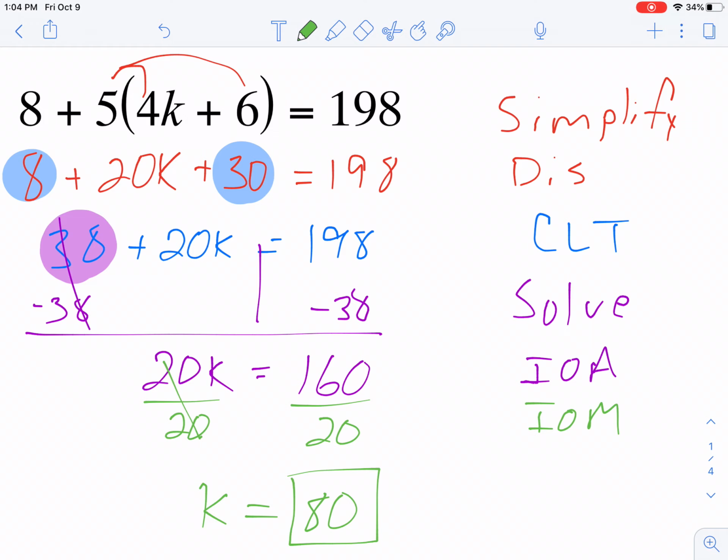And so there are 4 different steps that we did for this problem. We started by doing distributive property, then we went to combining like terms, then we did the inverse of addition, and then we did the inverse of multiplication. Let's do one more example.